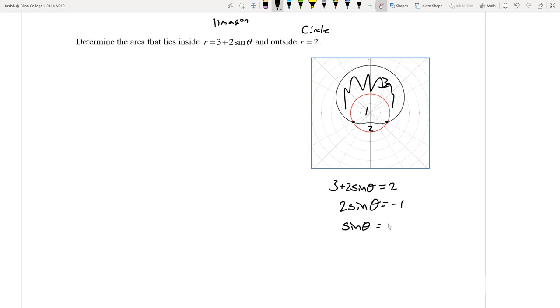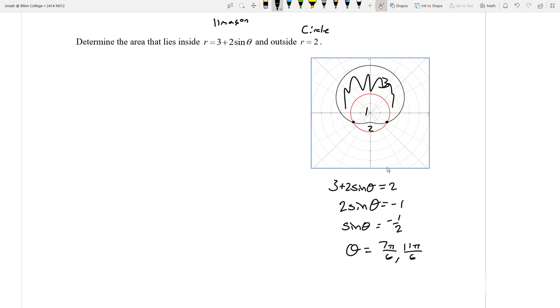So I get the sine of theta is negative 1/2. And so theta is going to be, well, we've got 7 pi 6 and 11 pi 6. Okay, but think about how we make this graph. 7 pi 6 to 11 pi 6 would be from here to here. But we want to go the other way.